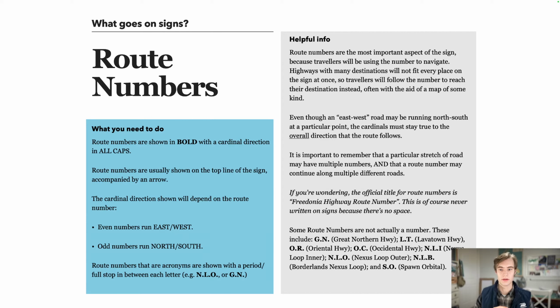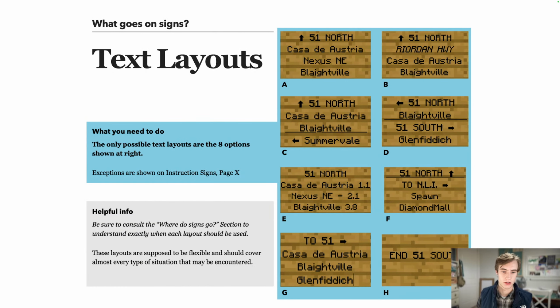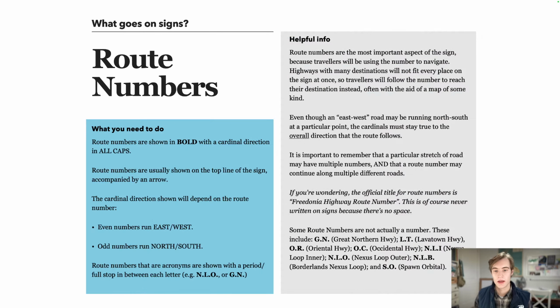If there's no arrow, then if we go back to our list here, really the only time there's no arrow is if we're using layout E, which is a destination thing. And that won't be placed at an intersection, so it doesn't really need an arrow. Some special routes like Nexus Loop Outer, Great Northern, anything that has its route number as letters is actually shown still in bold, but we put a period or a full stop in between each letter because it's an acronym, and it just helps separate things out a bit to show that it's an acronym.